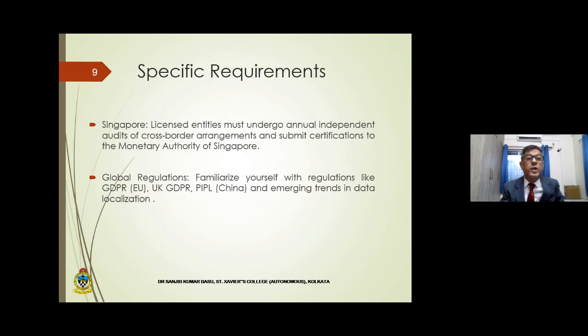But you see, what are the specific requirements? Here, the Indian companies' rules will not be applicable. Here, the RBI's regulations will not be applicable. So, license entry: you have to take the license there in order to conduct audit in that country.